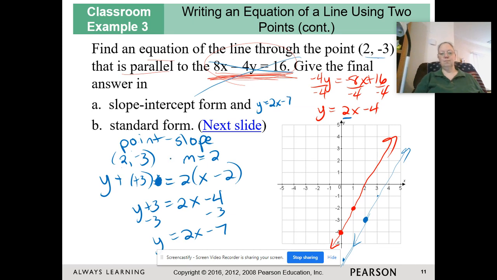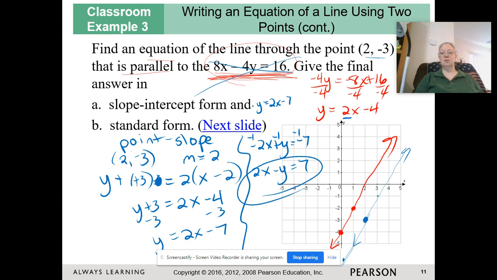We also want it in standard form, so we're going to subtract our 2x. -2x plus y is equal to -7, but our x has to be positive, so we're going to multiply by -1. 2x minus y is equal to 7. So here is our equation in standard form. Again, I want to remind you, on the test, I'm only going to ask for one of these, not both, but you need practice, so that's why we're doing both.